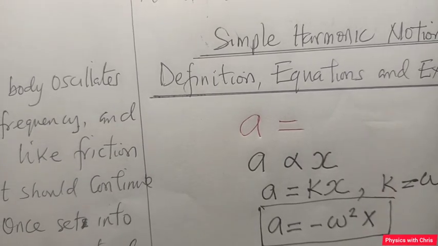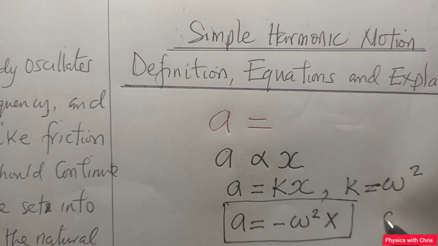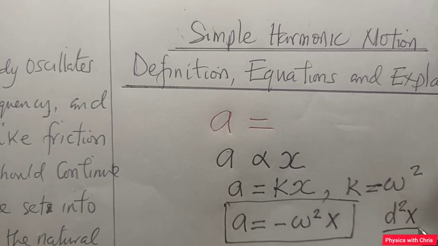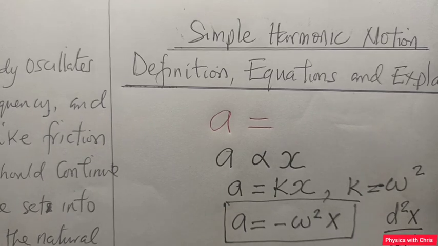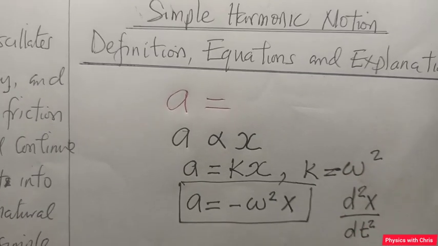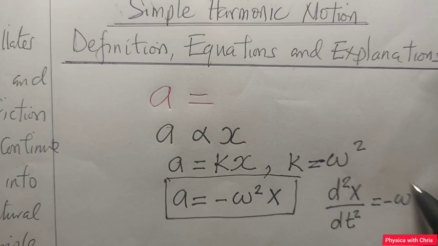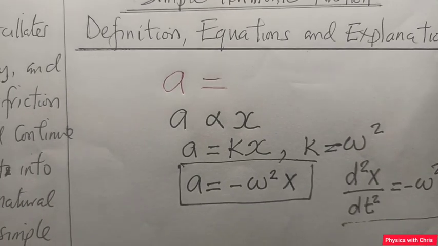For those of you that have learned differentiation in calculus, you can also write this equation using this notation. The second derivative of displacement x with respect to t, d squared x over dt squared, is also the acceleration of the body. Another expression for the acceleration is given by negative omega squared times x. Now we want to look at it carefully. These two are vectors.